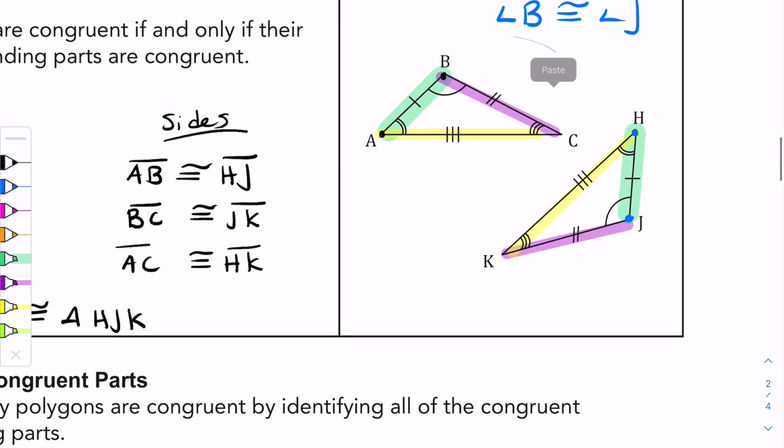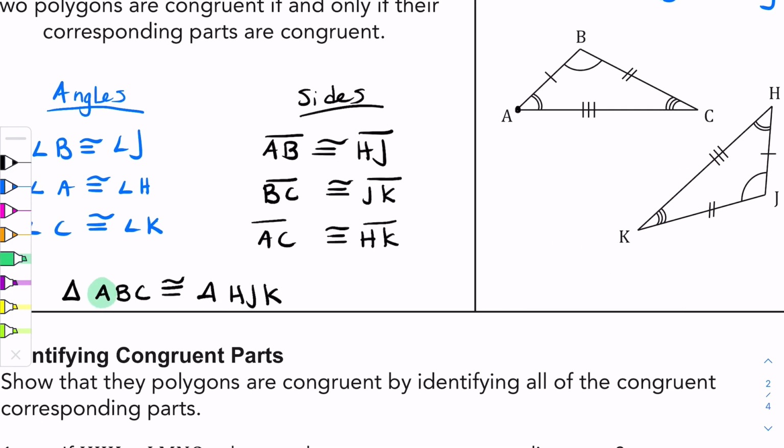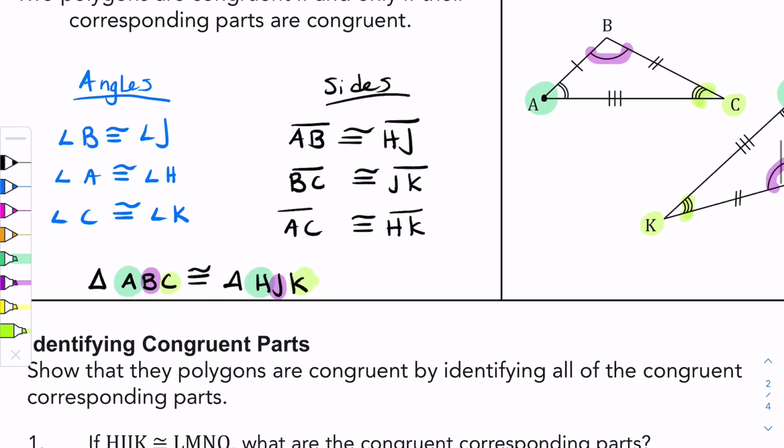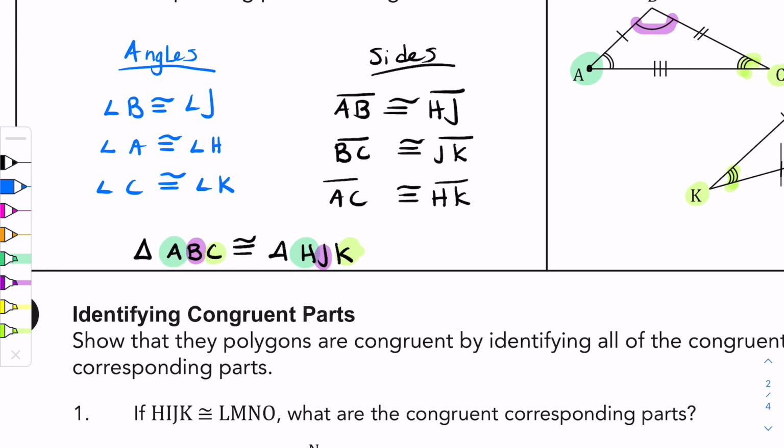And again, make sure that when you write this, your parts correspond. And when I'm talking about parts, if I look at this statement, angle A should correspond to H. Just double check to make sure that's correct, and it is. Angle B should correspond to J. That is also true. And C should correspond to K, which is true. So this order matters.